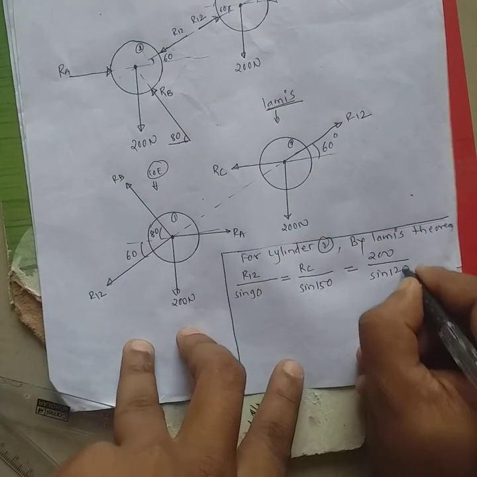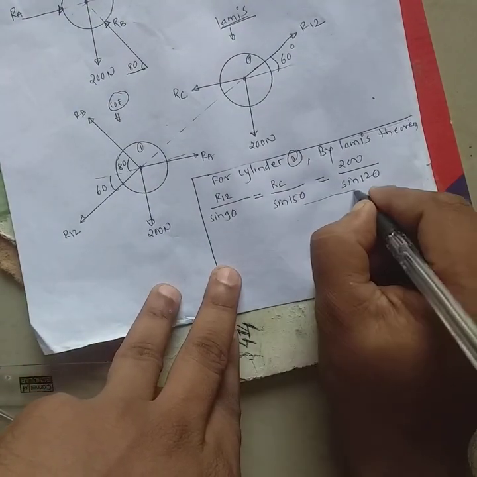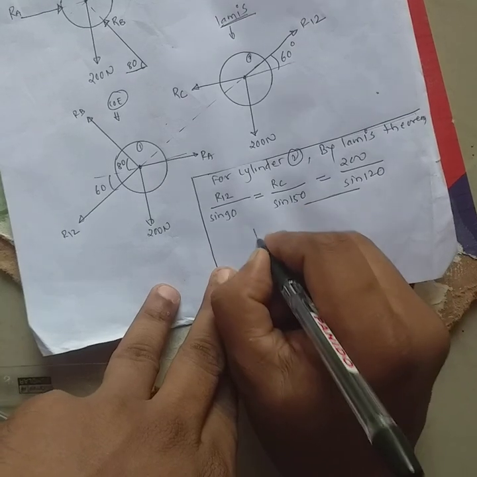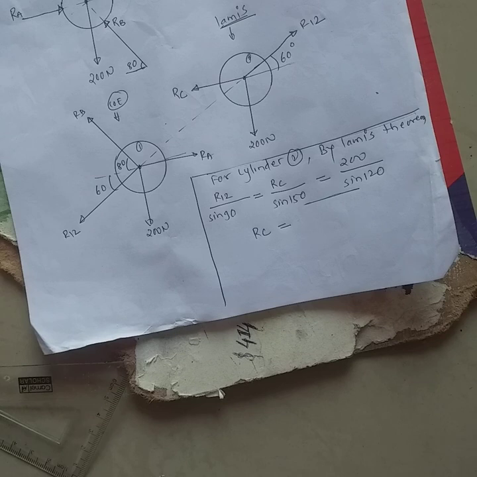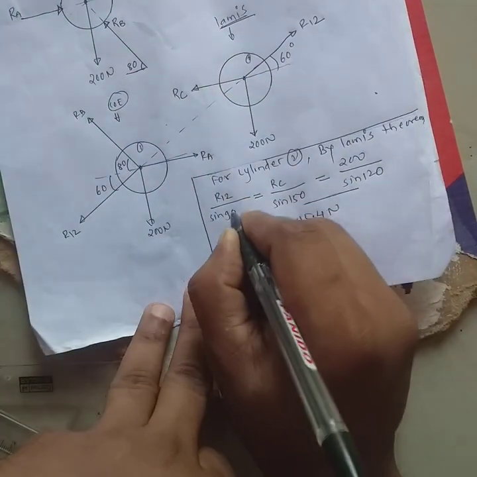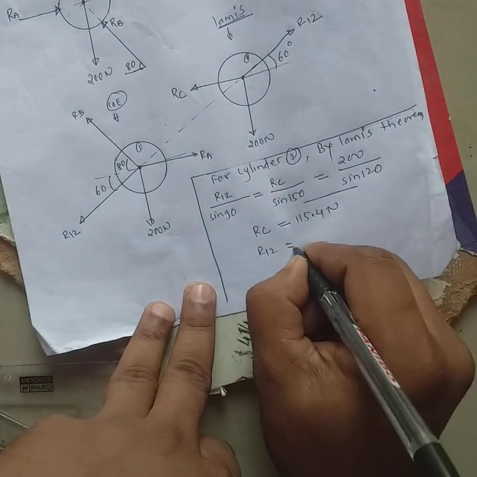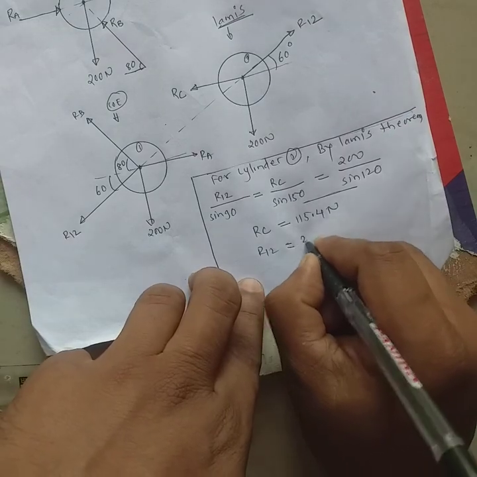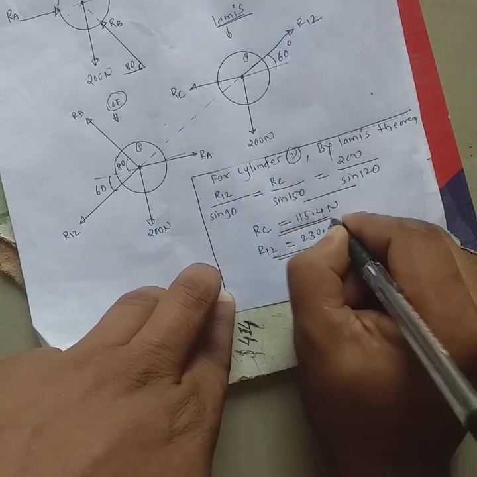Sine 120. Now equate RC with this one, find out RC. So from this RC comes out as 115.4 Newton, 115.4 Newton, and again equate R12 and 200. R12 equals 230.9 Newton. So these are our answers.